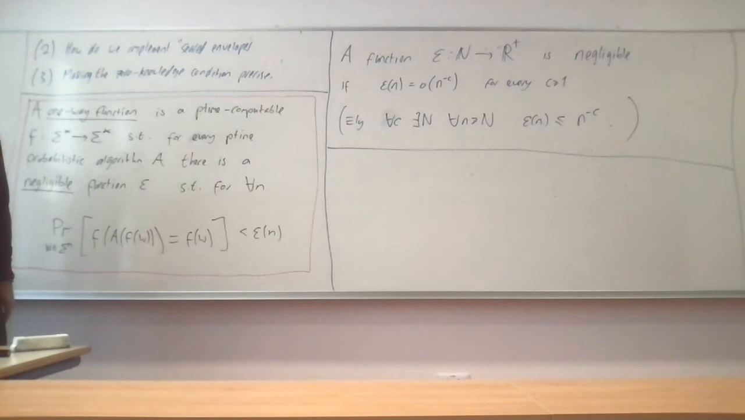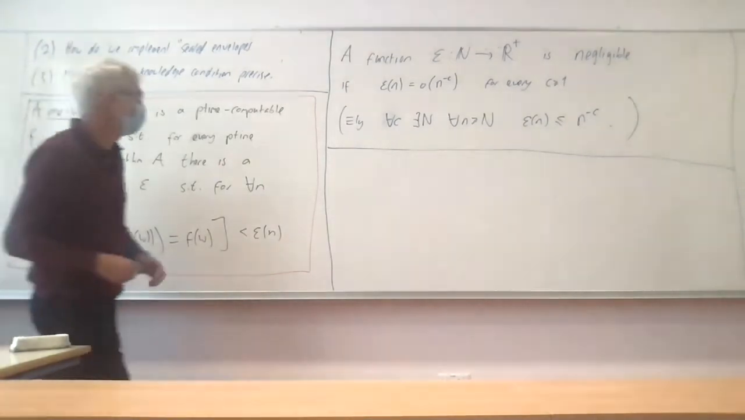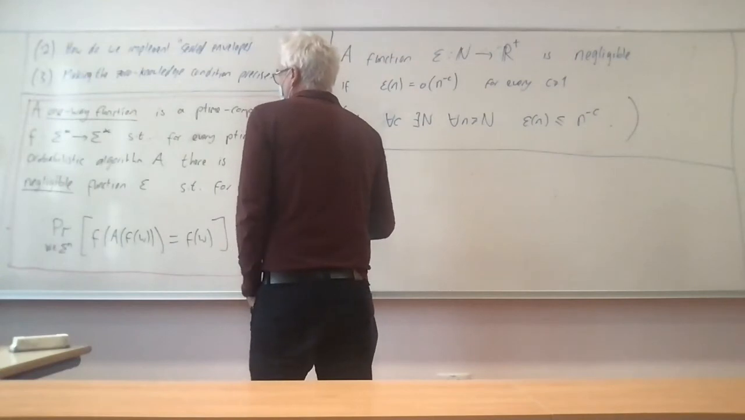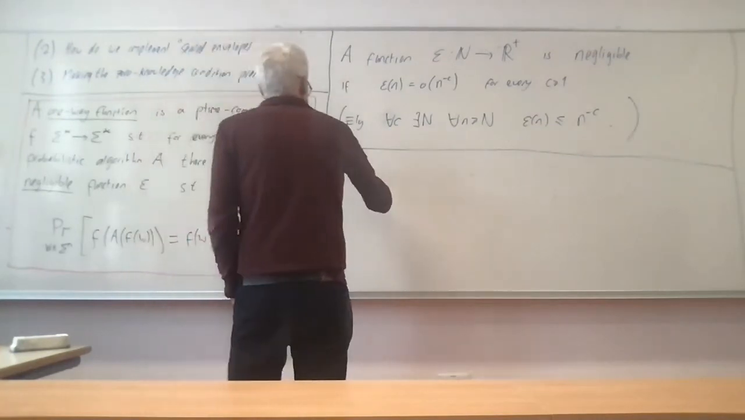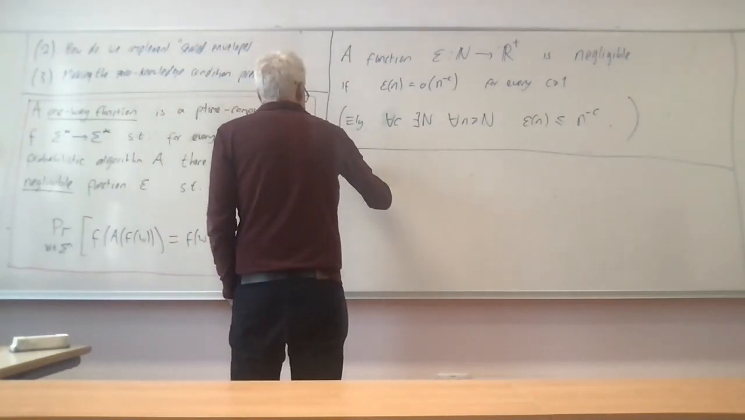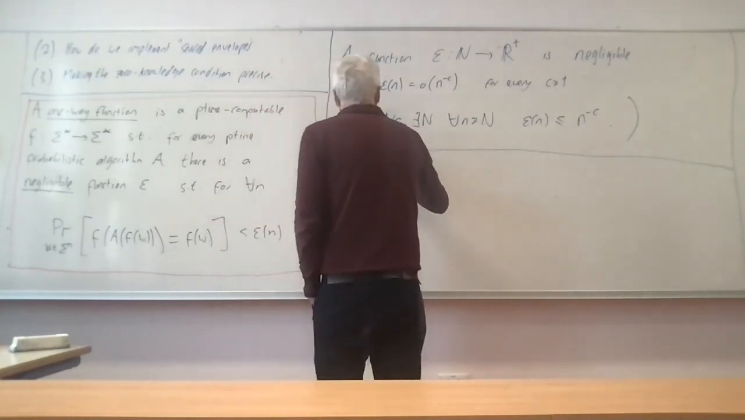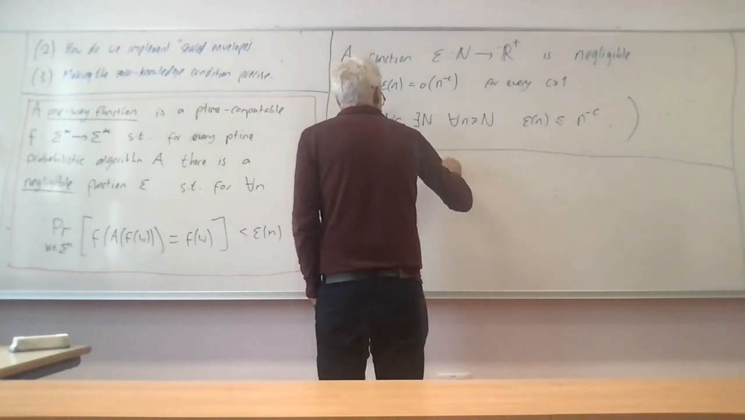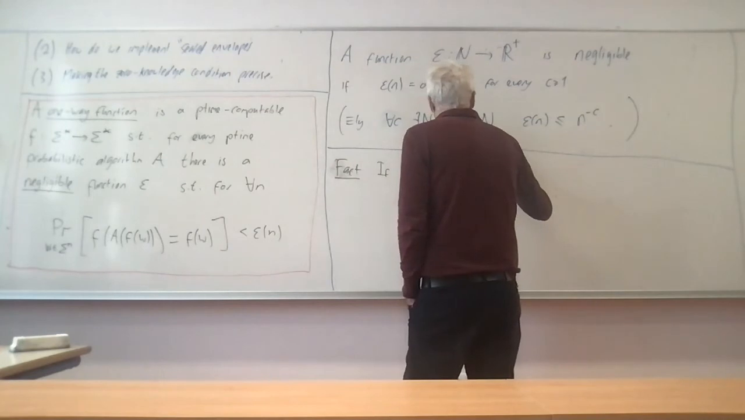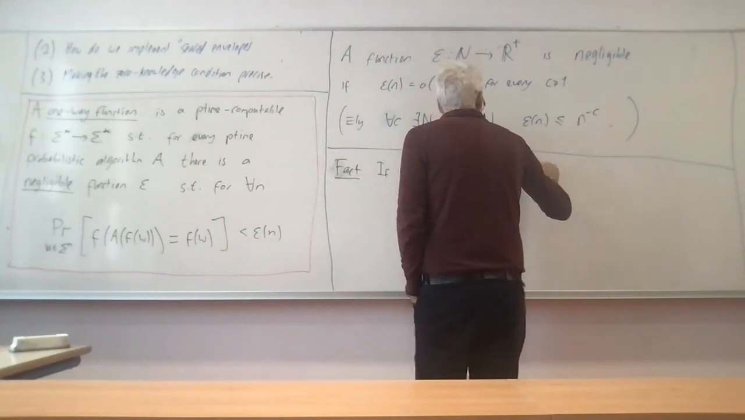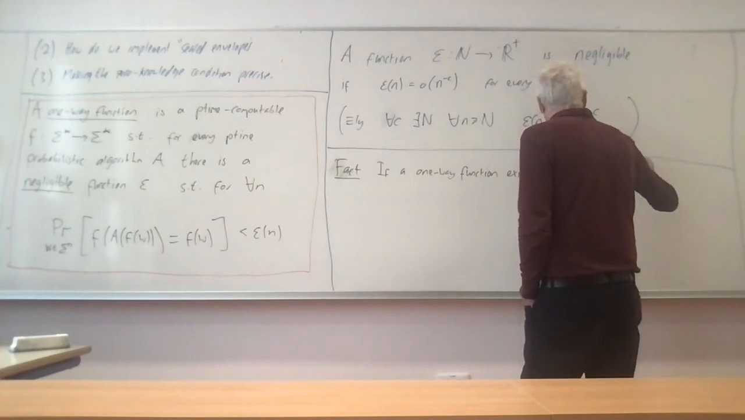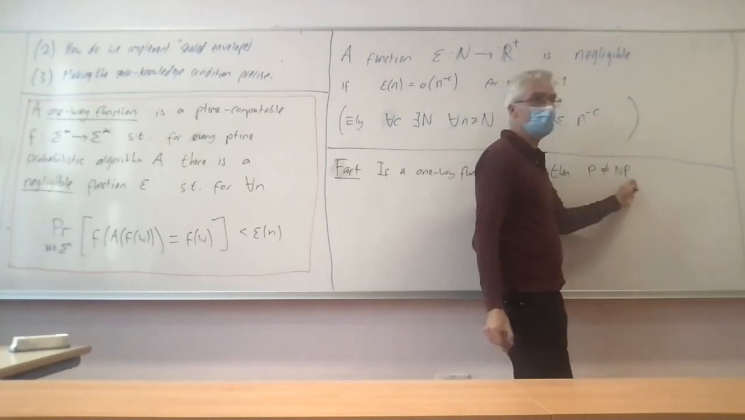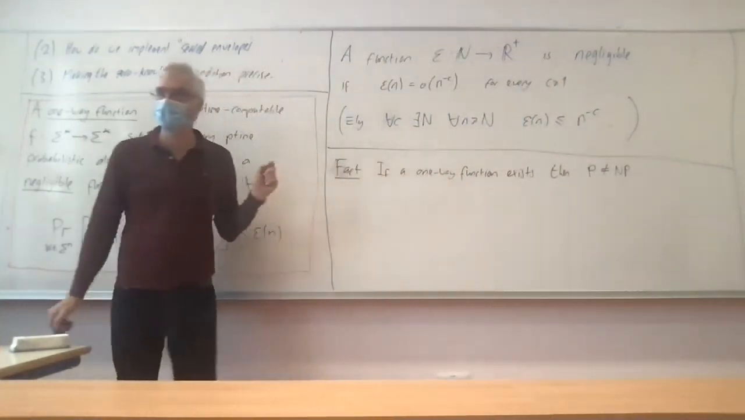Right. So that's a one-way function. Actually, before going on, let me mention a little fact. This will be an exercise: if a one-way function exists, then P is not equal to NP. Or if you like, if P equals NP, then no one-way function exists.